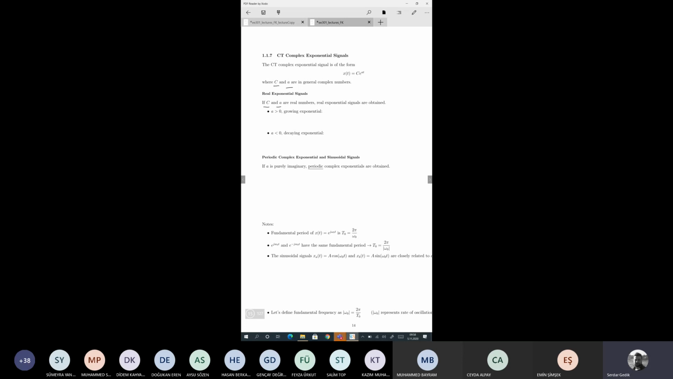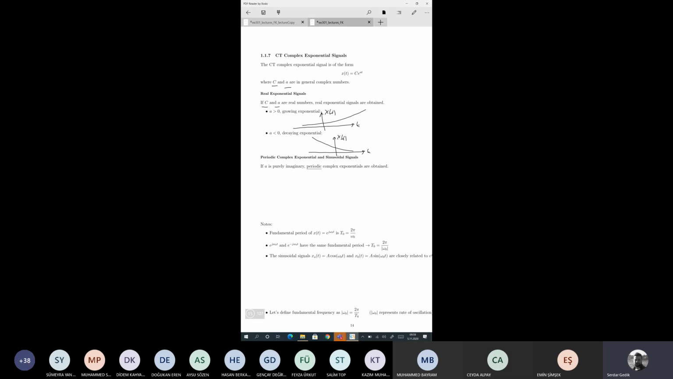If a is larger than 0, then I have a growing exponential. So this is my growing exponential. On the other hand, if alpha is smaller than 0, then in that case I have a decaying exponential. So this is for real signals.